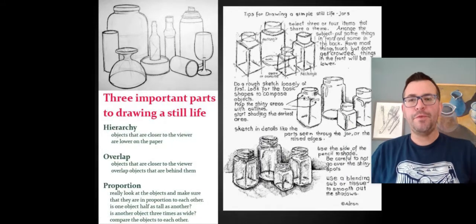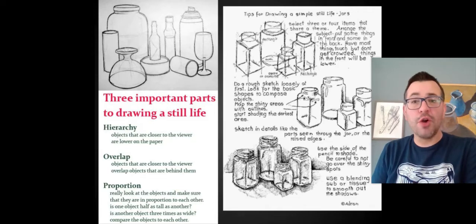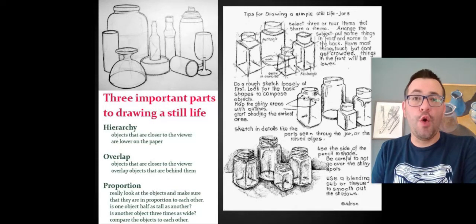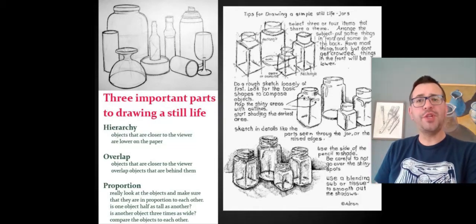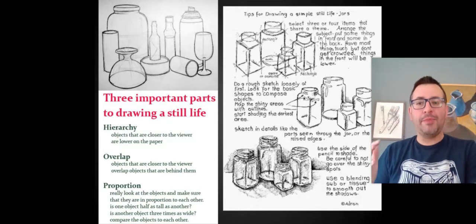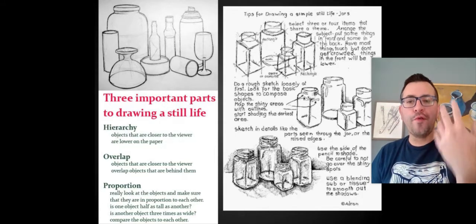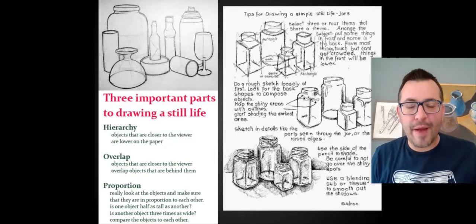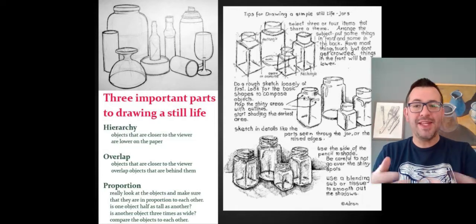So there are three parts to creating a still life drawing. That's hierarchy, which means objects that are closer to the viewer are lower on the paper. Objects that are farther away are higher up on the paper. Overlap, objects that are closer to the viewer overlap the objects that are behind them. That creates that sense of depth.